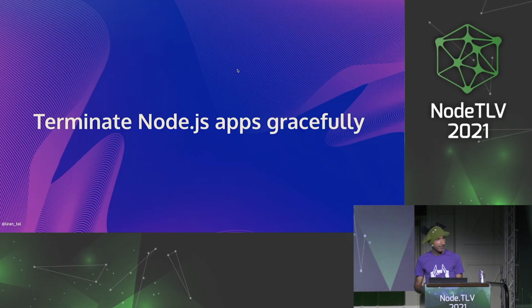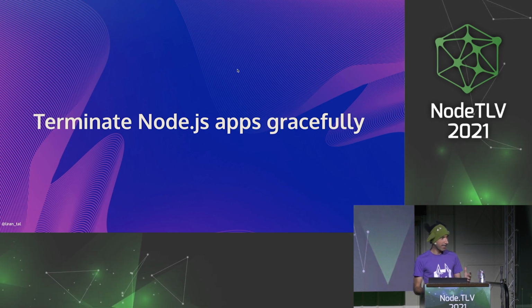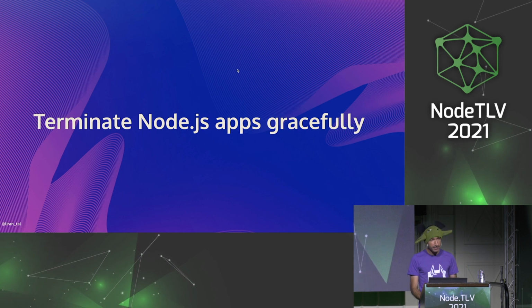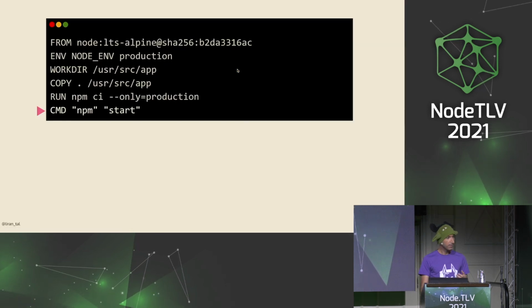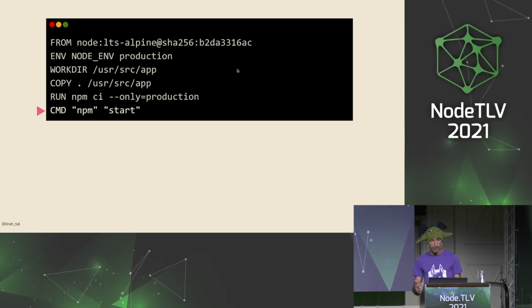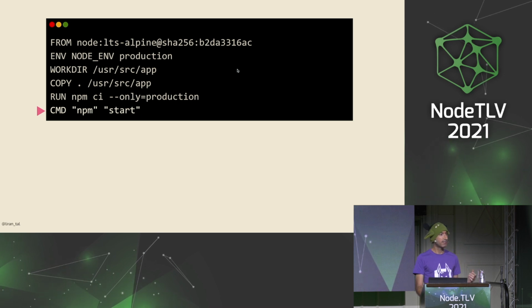Terminating Node.js apps. It's a very gloomy way to think about applications, right? What happens when they die? But they do. Sometimes they need to die. Sometimes they need to go off. Let's see what works. A lot of those blogs and tutorials that you will read out there are telling you, run CMD npm start. This is bad.